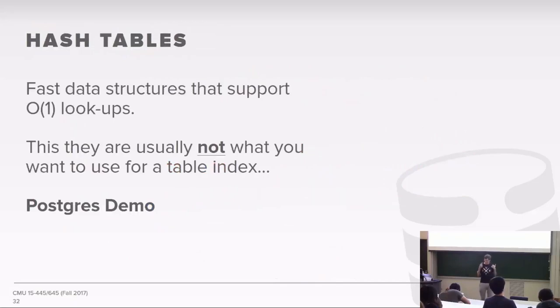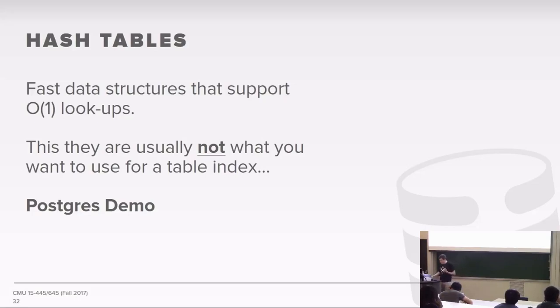Hash tables, again, everyone should be aware of what they are. They're really great because they allow us to do O(1) lookups in some cases. But typically, hash tables are not what we're going to want to use when we talk about database indexes or table indexes. This is because, compared to the tree data structures we'll talk about on Wednesday, they're not going to allow us to do range scans and other operations where you may not be looking for an exact key, right? And this is what an order-preserving tree can actually do for you.